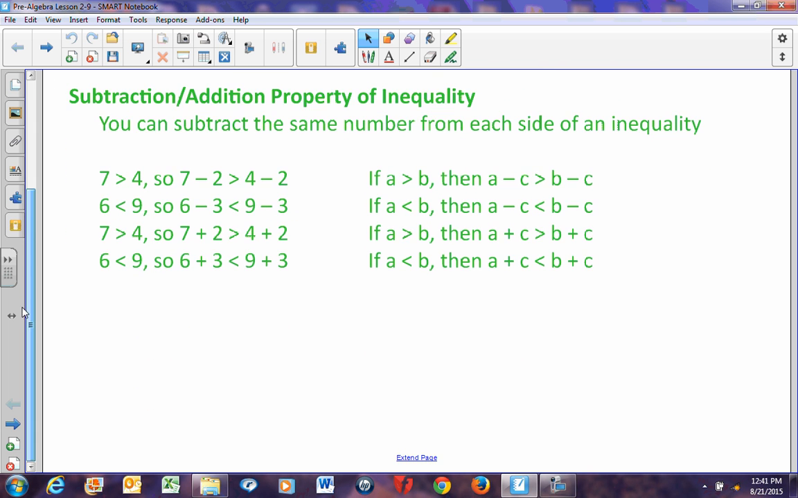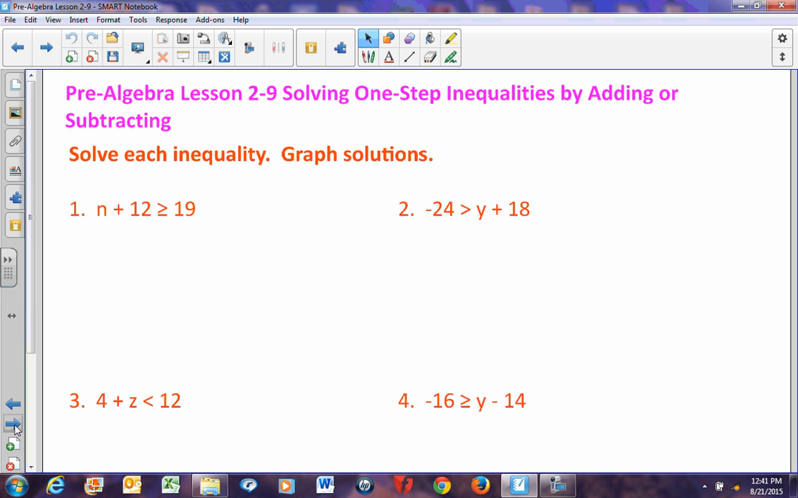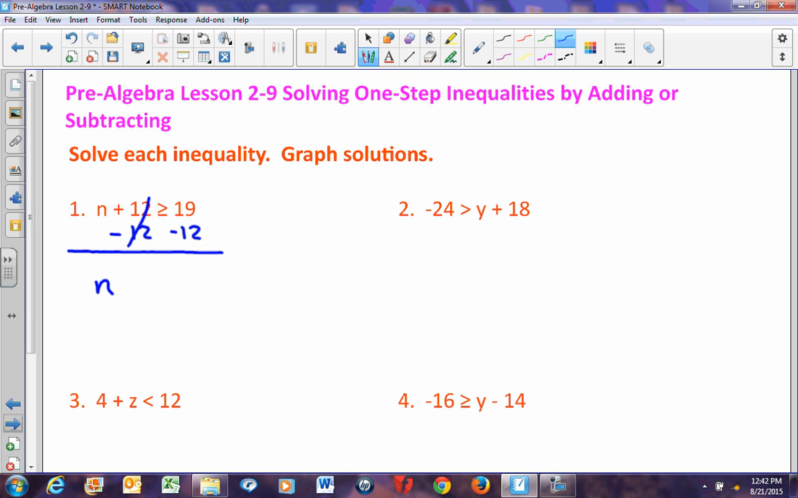So, with that in mind, let's take a look at solving some inequalities, and of course we're going to graph them as well. If I have n plus 12 is greater than or equal to 19, first thing I do is I look and I see that they added 12 to my variable, so I'm going to subtract 12 from both sides. So these will cancel out, leaving me with n is greater than or equal to 19 minus 12, which is 7.